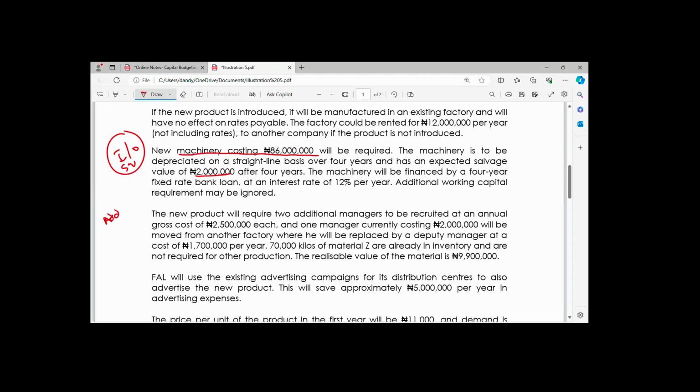Here I have additional labor costs. Okay. Then I also have net realizable value, or just simply say scrap value. Realizable value. Then we're also told that there's 70,000 kilos of material Z already in inventory. We don't need that one for anything.